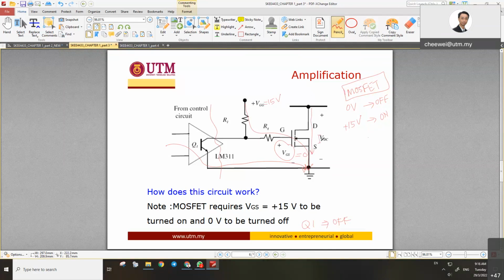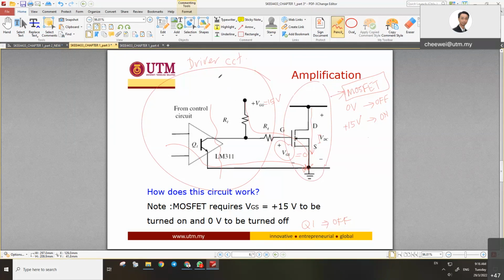Okay, that is the operation of the circuit. So where is the driver circuit? The driver circuit is here, from VGG, RG, and this Q1, LM311. It's called the driver circuit. And this is the IGBT, this is the MOSFET. The MOSFET is only here, and the external part here is the driver circuit.